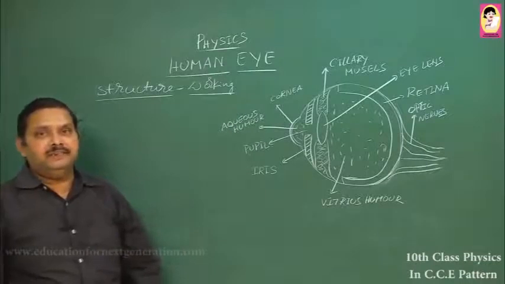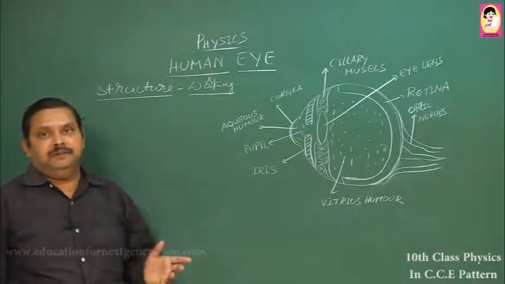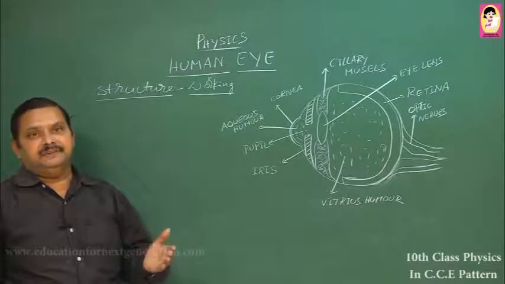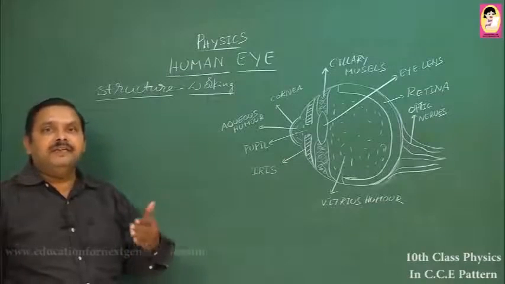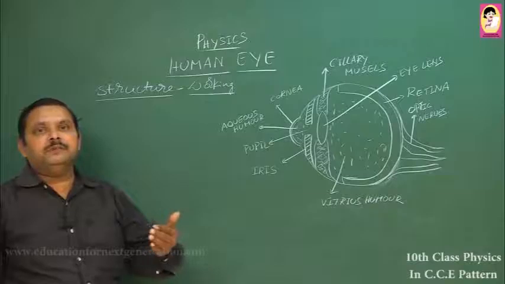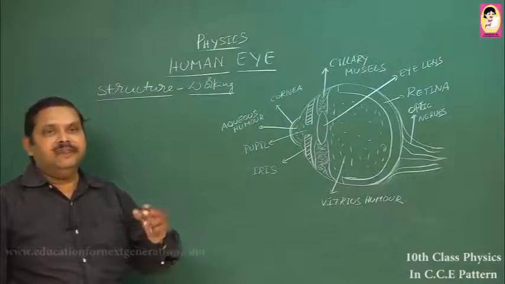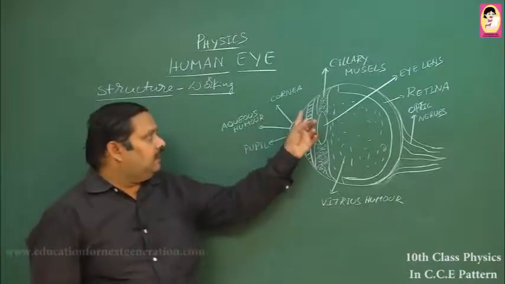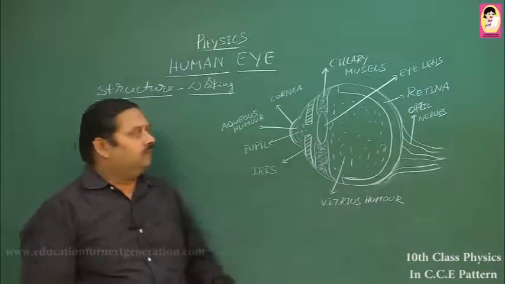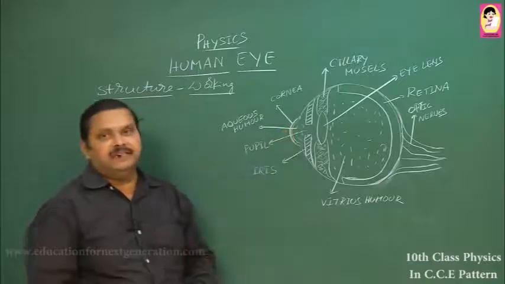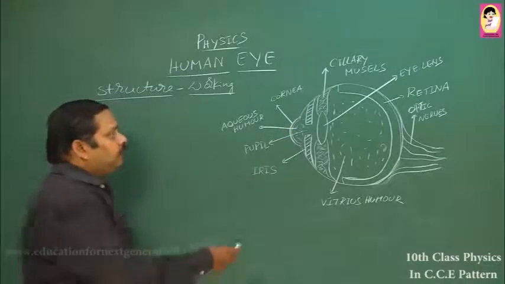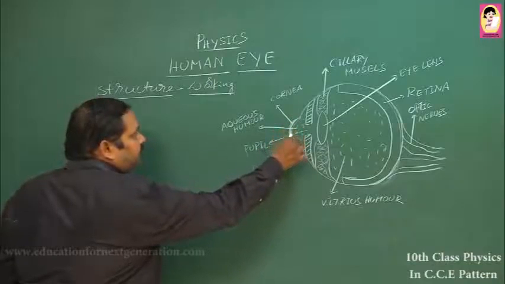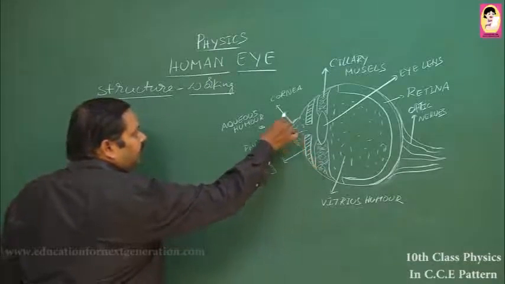The human eye is approximately in the shape of a sphere, and its diameter will be nearly 2.3 to 2.4 centimeters. That varies from person to person a little, and this is the outlook cross section of the human eye. It is approximately spherical in shape. The front portion of the human eye, which is bulged out, is called cornea.